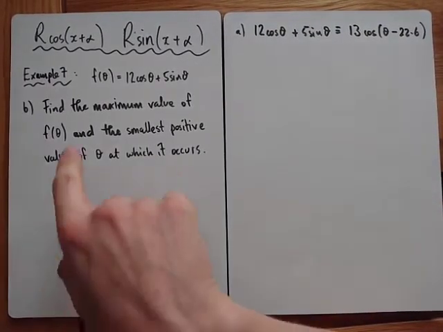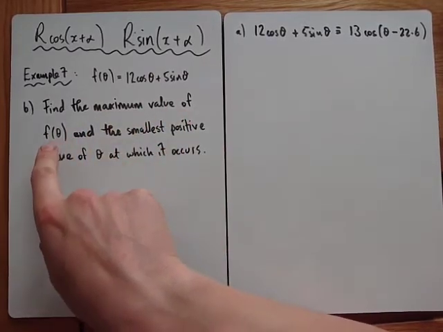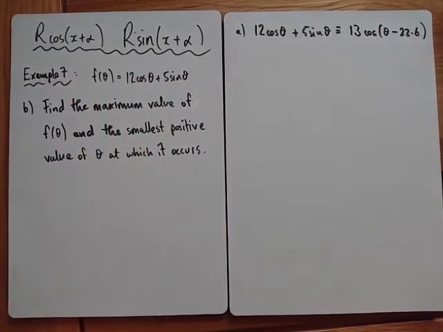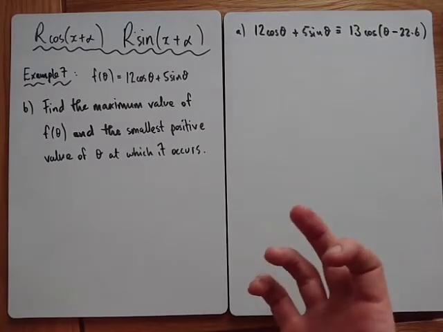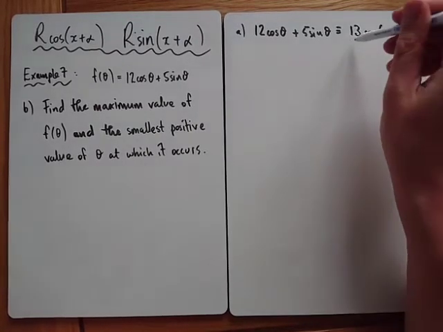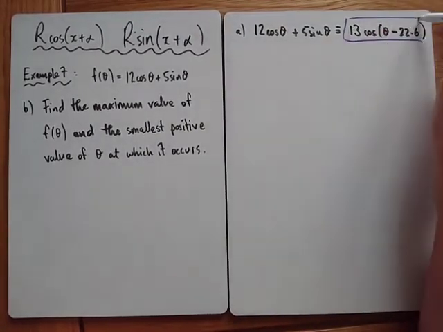Okay, so part B says find the maximum value of f of theta, which is 12 cos theta plus 5 sin theta, and the smallest positive value of theta at which it occurs. Now when you first see this, you might think, oh, maximum, stationary point, should we differentiate it? You could do that, but there's a much quicker way of doing it if we just realise that we've got this form here, which is really useful on this topic.